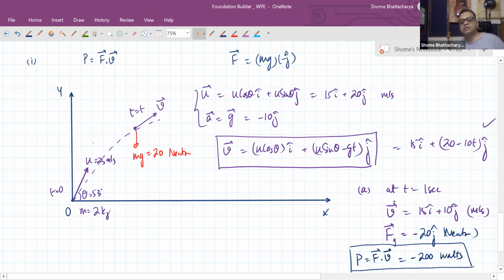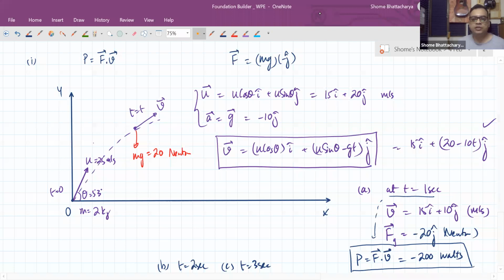And this is the same exact calculation we have to repeat for the B part, and then again for the C part, 3 seconds. If you do that, you'll get the correct answers for B and C. Kunj, your answers are correct for both of them. Now let me check your answers for the second part also. Yes, it's correct.